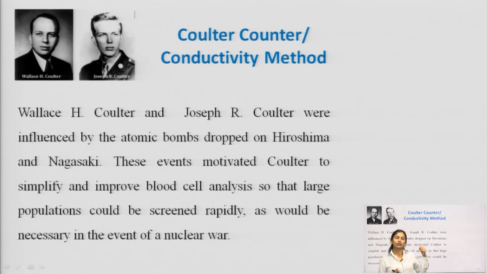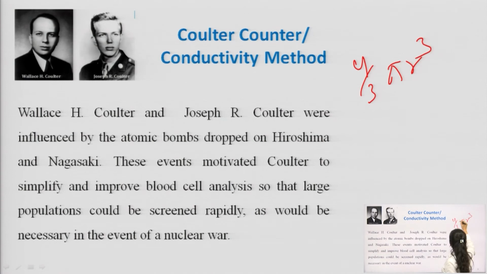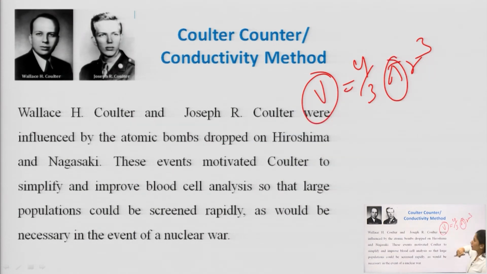By the Coulter counter method or conductivity method, you can determine the particle volume. If you know the particle volume, you can calculate the diameter, because you know the volume of the sphere. What is the volume of the sphere? 4 by 3 pi r cube. So, by putting the volume value of this particle, the pi is a fixed value, you can calculate the r, and if you multiply r with 2, then you will get the diameter, and diameter is the particle size.